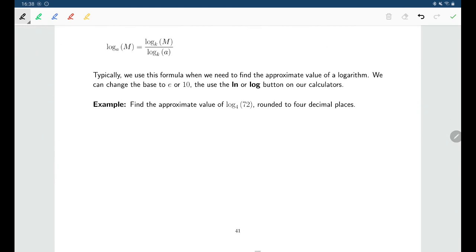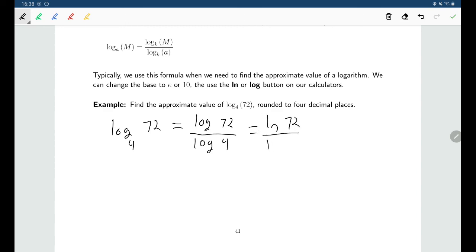So for example here, I'm looking for log base 4 of 72. And if I wanted to evaluate that, I could rewrite this as log base 10 of 72 divided by log base 10 of 4. Or I could rewrite it as natural log of 72 divided by natural log of 4. Or any other base that I felt like using. This would also be log base 3 of 72 divided by log base 3 of 4. Or any other number you feel like choosing. Any valid base at all, all of those would be equivalent to each other.